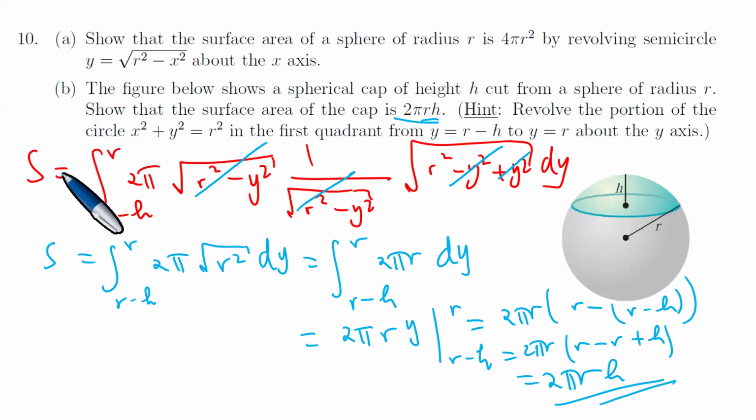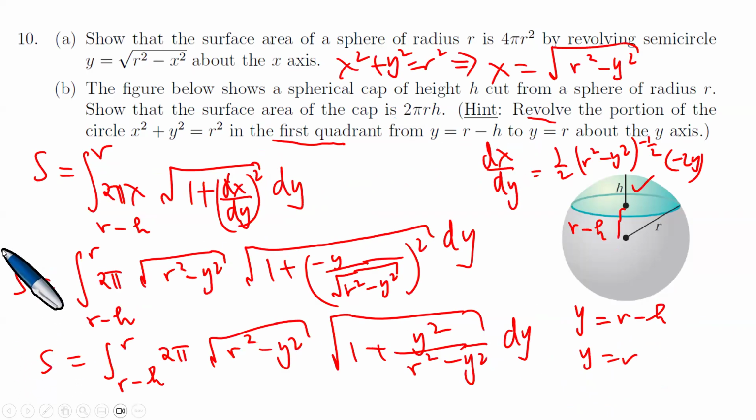Any question about question 10b? We're to revolve a portion of the circle x squared plus y squared equals r squared in the first quadrant from y equals r minus h to y equals r. The r minus h comes from the fact that at this point here, the distance from here to there is the radius, so from the radius you remove a small portion. So you integrate from r minus h to y equals r about the y-axis, and then you get the answer. They might not even give you the hint in the exam.